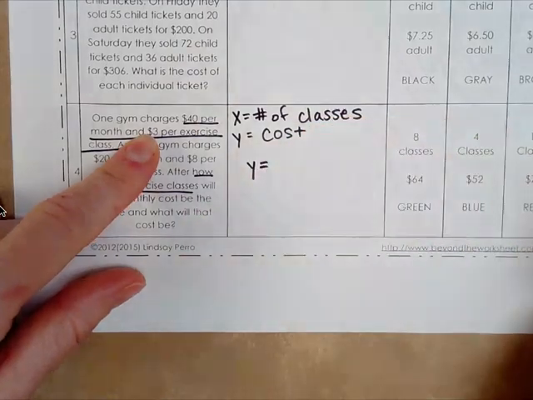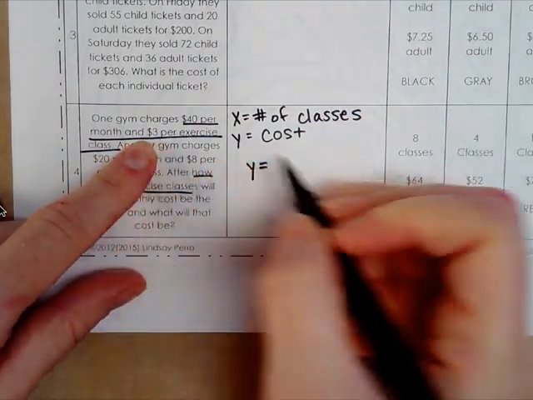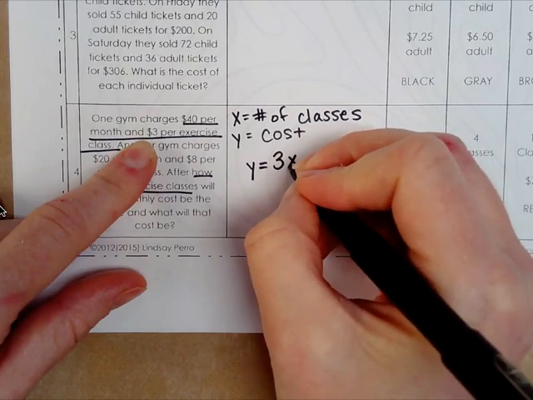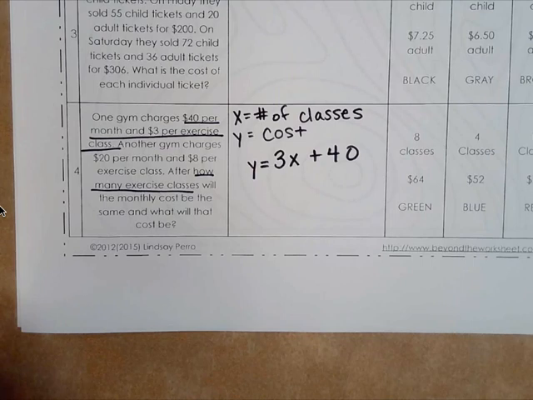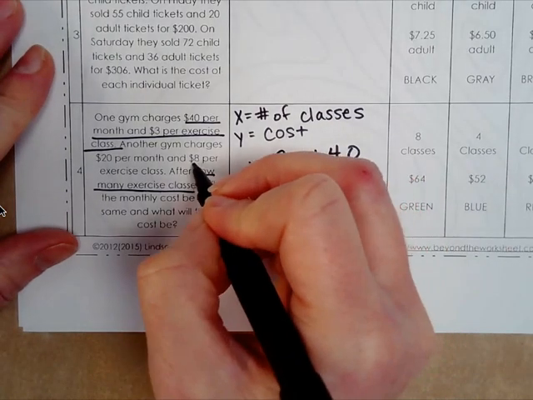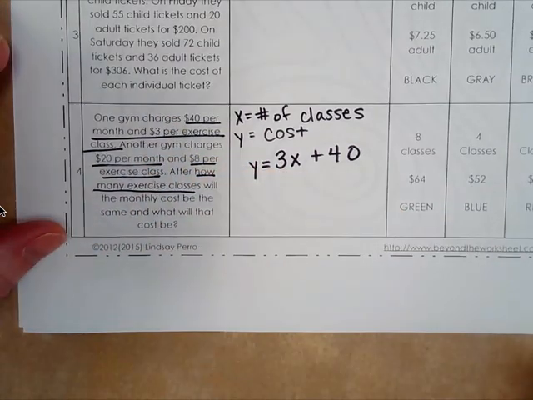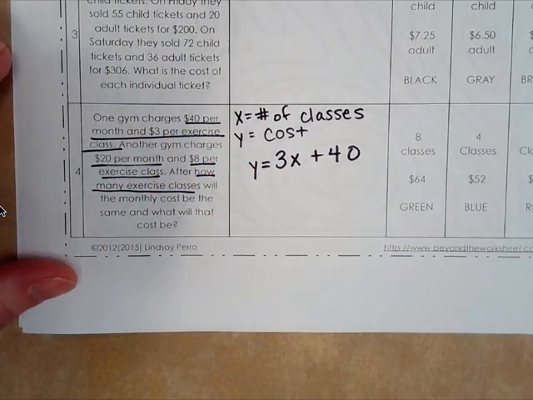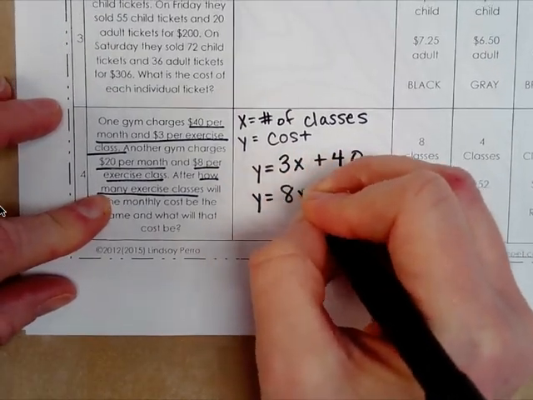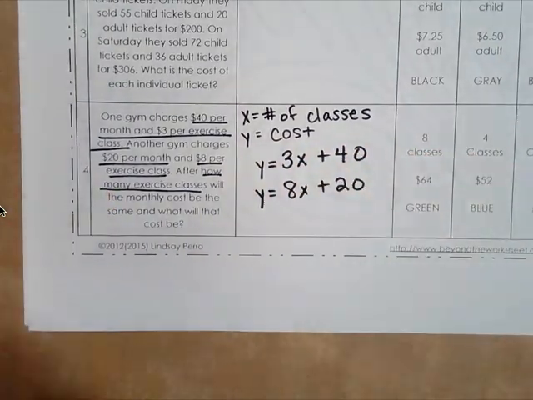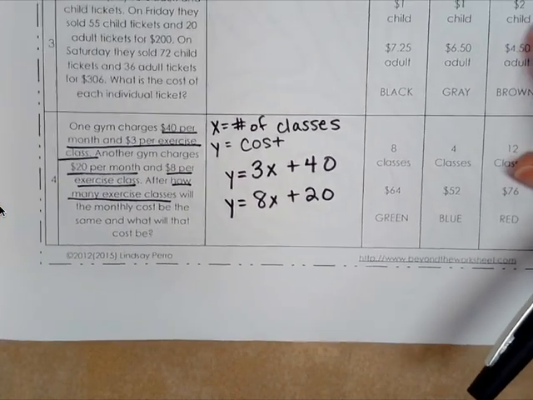So one gym, so Y equals $3 per exercise class, so 3x, plus the monthly fee. Another gym charges $8 per exercise class and $20 per month. Remember, we're only talking about 1 month. So X goes with the 8. So we have our equation set up.